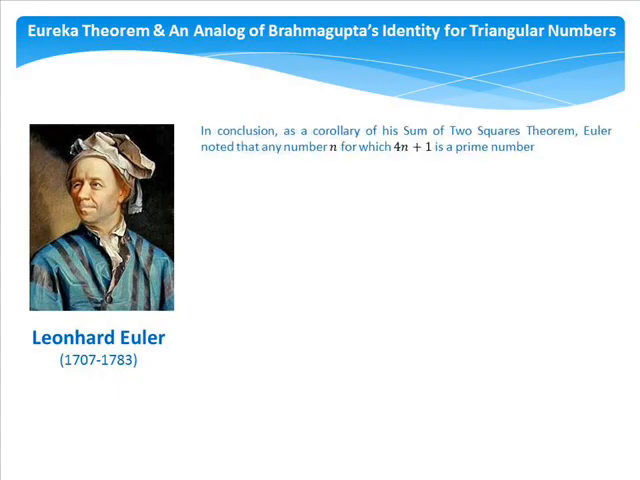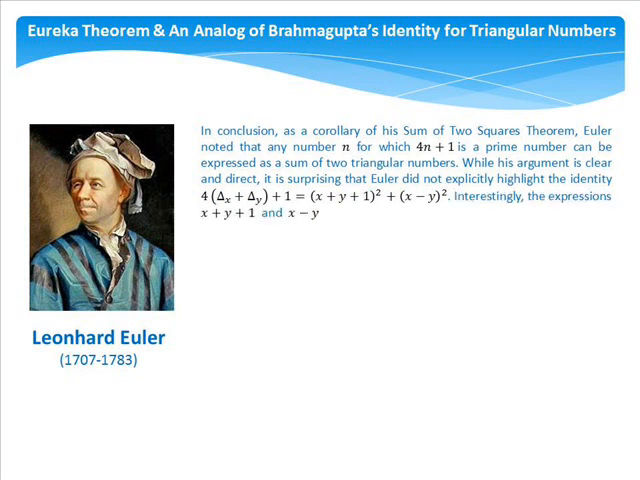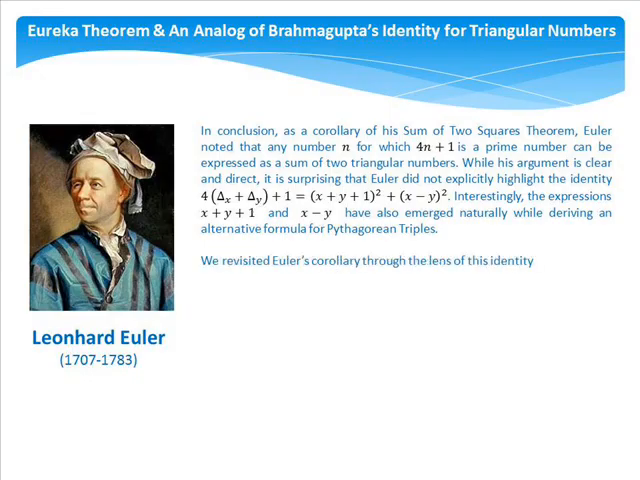In conclusion, as a corollary of his sum of two squares theorem, Euler noted that any number n for which 4n plus 1 is a prime number can be expressed as a sum of two triangular numbers. While his argument is clear and direct, it is surprising that Euler did not explicitly highlight this identity. Interestingly, the expressions x plus y plus 1 and x minus y have also emerged naturally while deriving an alternative formula for Pythagorean triples.